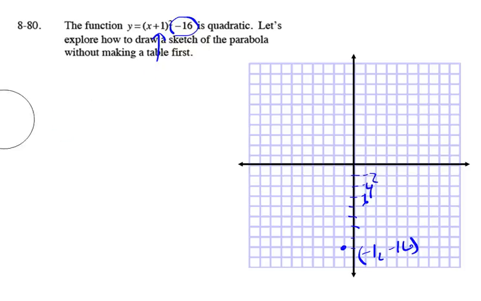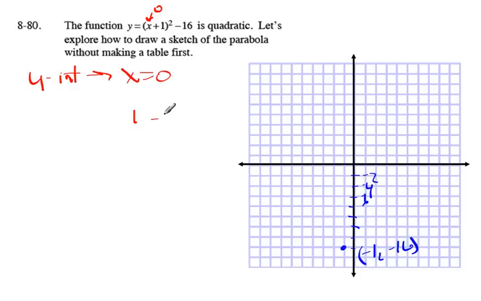And we still have to do the other work for the intercepts. So for the intercepts, my y-intercept is when x is 0. Okay, so I'll plug in 0 for x. 0 plus 1 is 1. 1 squared is 1. Minus 16 is -15. So my y-intercept is 0, comma, -15.